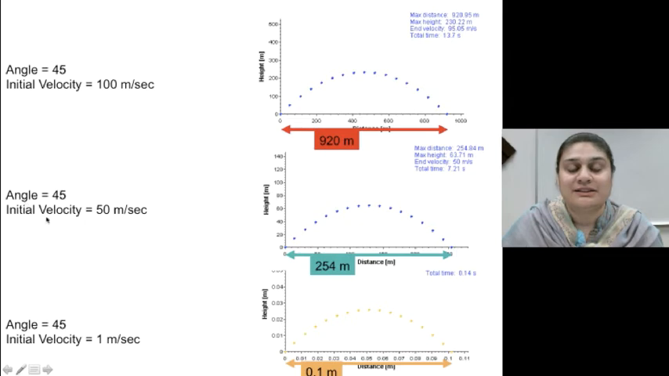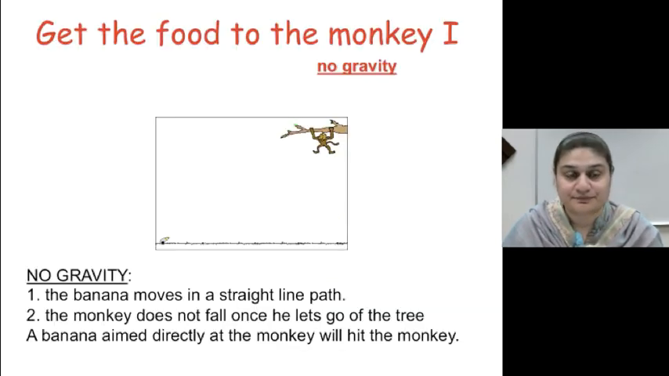If your angle is the same and your initial velocity is reduced by half, your range is going to decrease. Note, not by half, but actually more than half. And now if you were to change your initial velocity to 1 meter per second, your range will only be 0.1 meters. So initial velocity becomes very, very useful. Range becomes very useful, and all of these things you'll be able to calculate as the semester goes on.